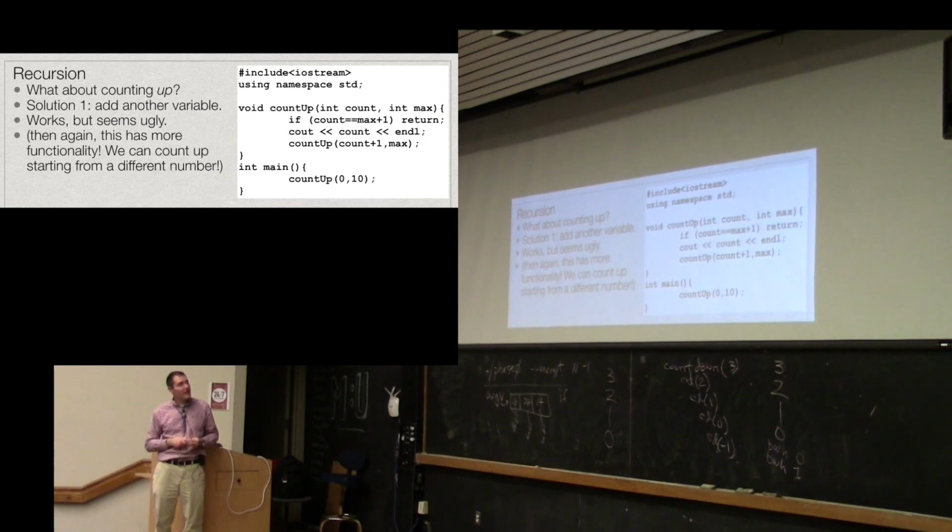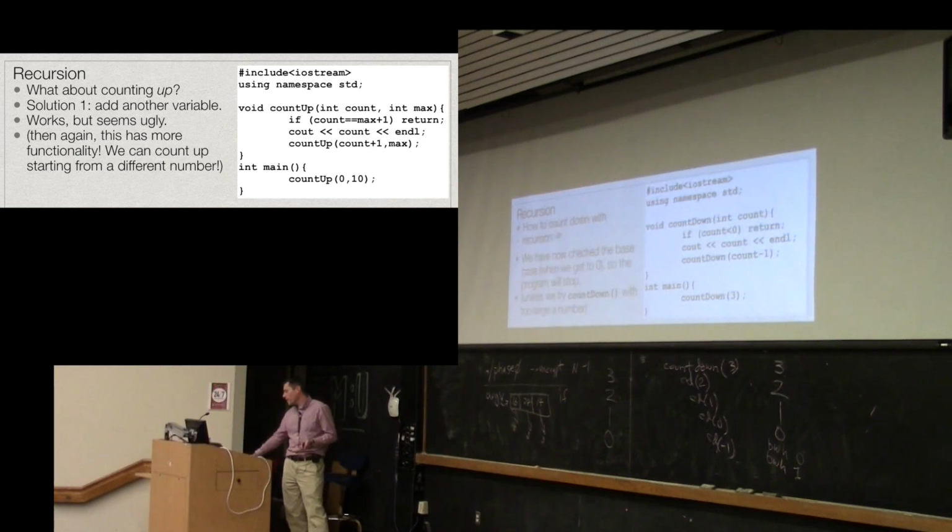You can do it this way. You could have another variable here that keeps the maximum that you're going to. Let's see if this works. Count up from 0 to 5. If count is max plus 1, because we're going to want to actually have the 5, return. Otherwise, print out count and then count up from 1 to max, and then count up from 2 to max, and then count up from 3 to max. We're just passing the maximum along. Not a terrible way to do this. There's an easier way, which is actually kind of tricky.